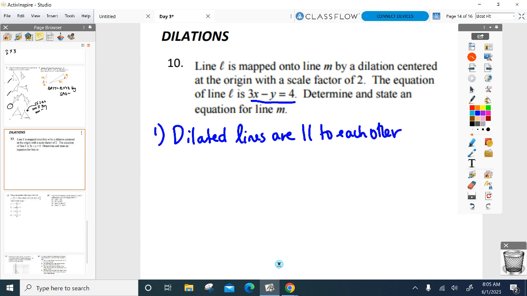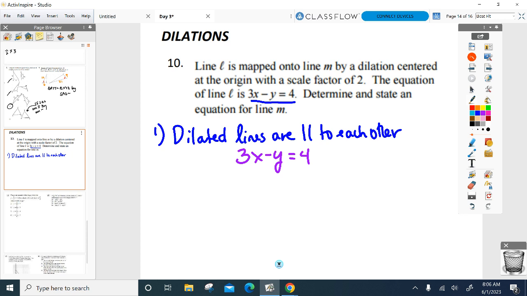Why is that so important? What's going to stay the same then if a line's dilated? Talked about it a couple days ago. Slopes are going to stay the same. Right? Dilated lines are parallel to each other. Slopes remain the same. So 3x minus y equals 4. Go ahead, solve. Remember, you can't tell me the slope unless it's in y equals form.